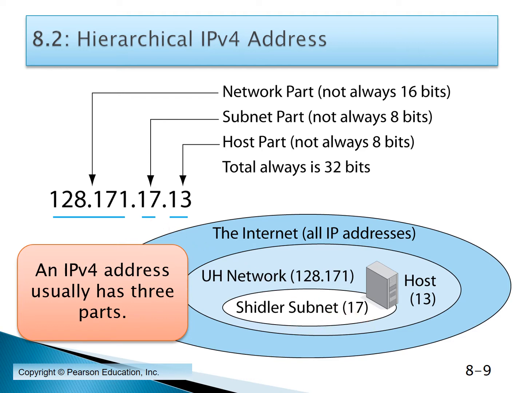Of course there may be another school, like the science school, and then they have another subnet, or another administrative department, and then they have another subnet number. Under that subnet, they have multiple computers or devices that are connected, and each of them can be given a different number for the host part. Right. So if you are following this, then you can easily see that if an address starts with 128.171.17, then you know it is from the Shidler subnet under the UH network.